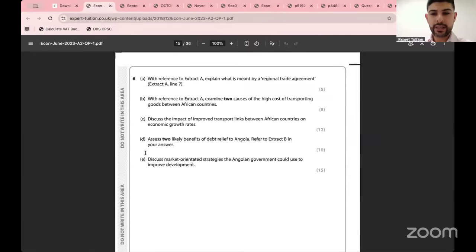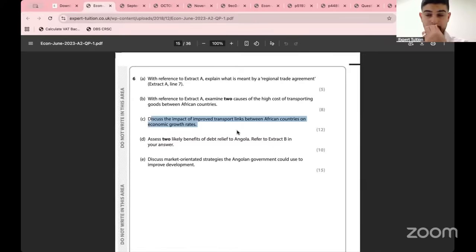So the point is that it even has a whole question about the impact of improved transport links. Yeah, so that's infrastructure. The point then is that you can talk about how TNCs are going to come into the economy, and it's in their interest to improve the infrastructure because it makes their business operations smoother. How can I flesh that out?